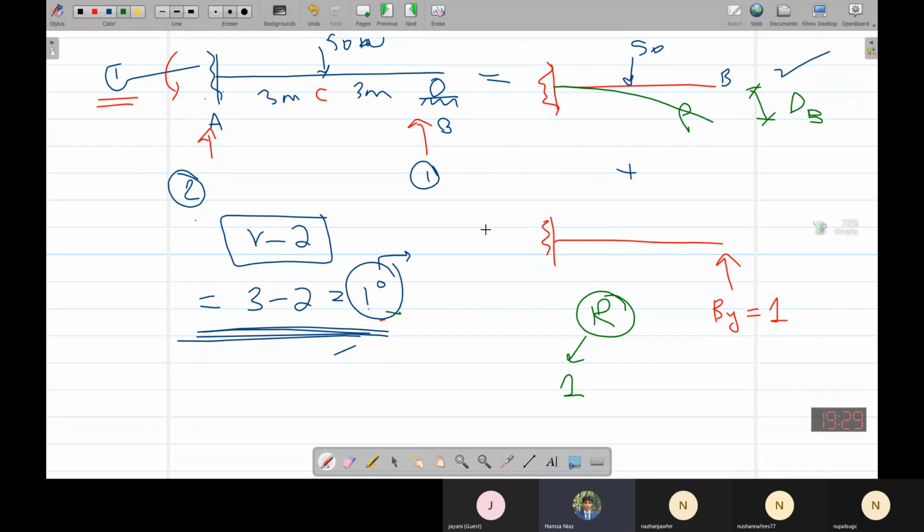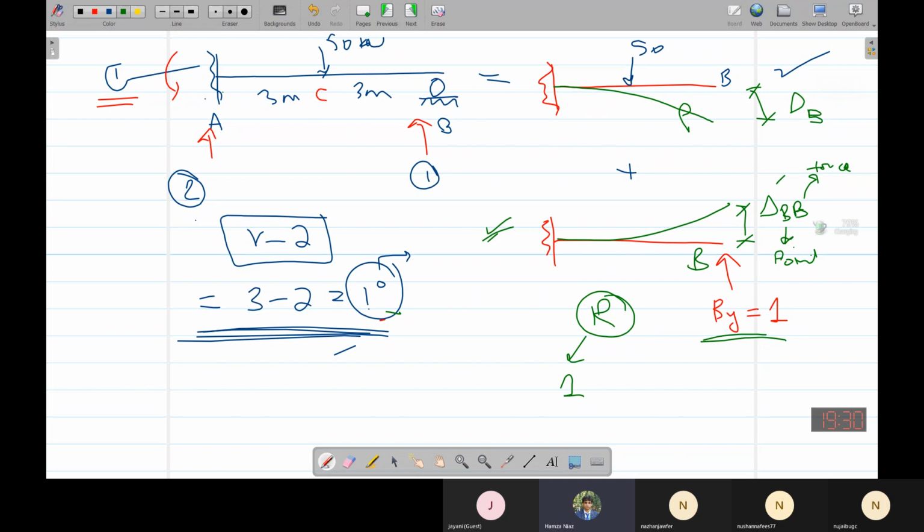And the deflection of the second beam would be something like this. Because the force is pushing it upwards, it would deflect upwards, and we are naming it delta dash BB. The first B stands for the point where we are measuring the deflection, which is point B. The second B stands for the force, where the force is acting. The force is acting also at B, so we'll call it delta dash BB.